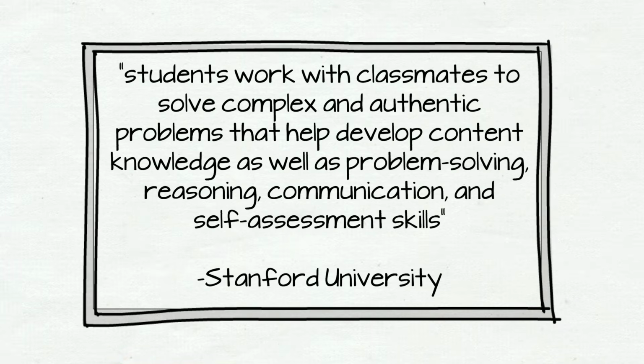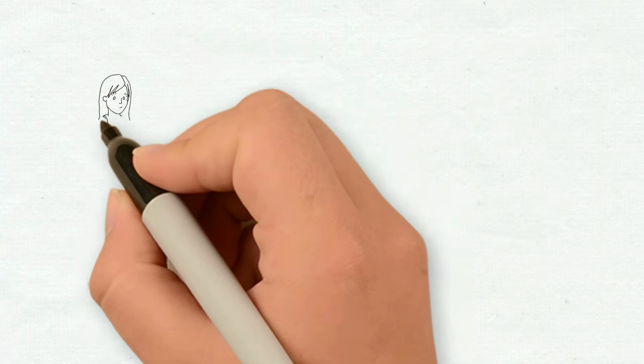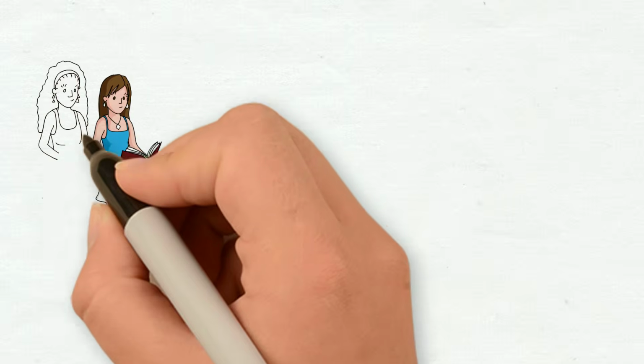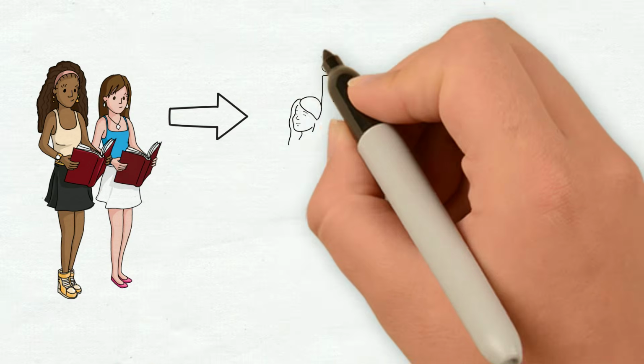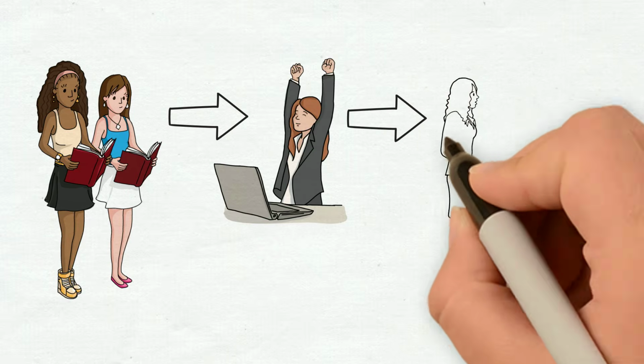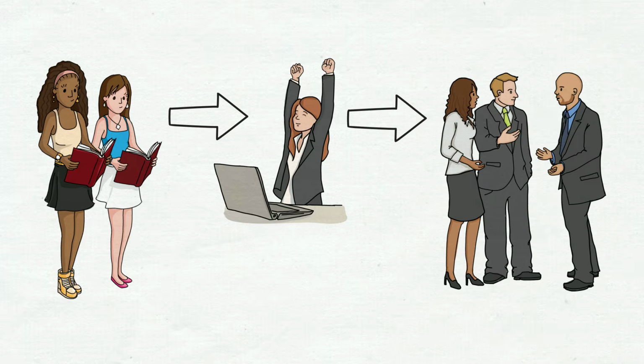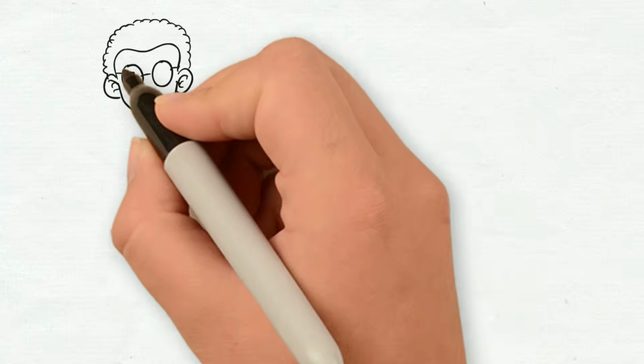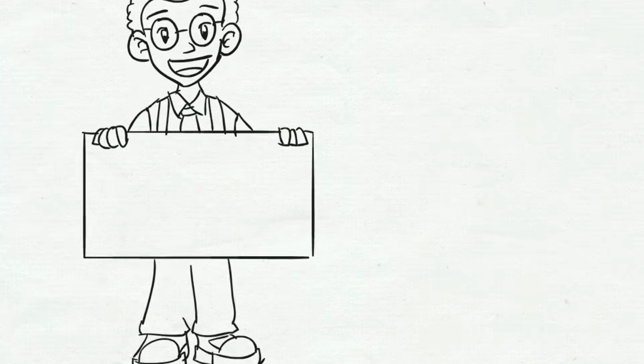According to Stanford University, problem-based learning is a teaching strategy where students work with classmates to solve complex and authentic problems that help develop content knowledge as well as problem-solving, reasoning, communication, and self-assessment skills. With this technique, students learn that the skills they are learning are necessary for their fields of study and later in life, which helps boost their interest in what they are being taught. Overall, this is a technique where students learn by doing. They will be able to solve complex and open-ended problems that have meaning to them, which makes the class more engaging than a typical college lecture.